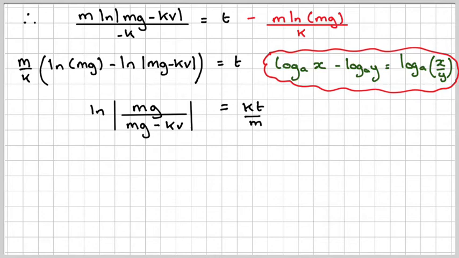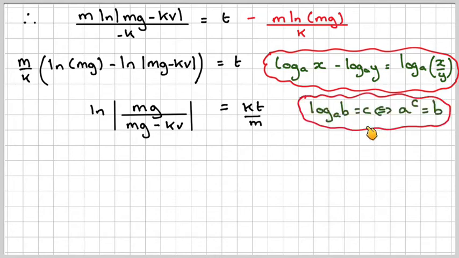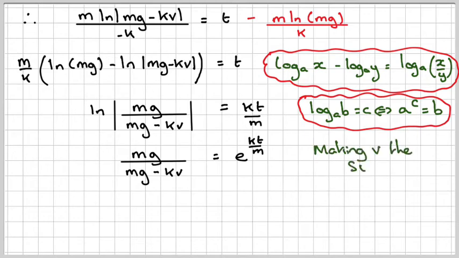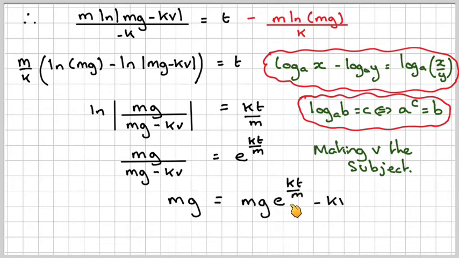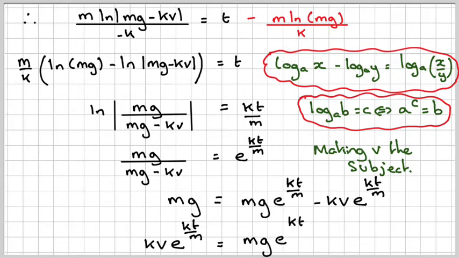Therefore, if we want to make v the subject, then log to the base a of b equals c implies that b is equal to a to the c. So we have mg over (mg - kv) equal to e to the kt over m. We need to take this up here, so we've got mg equal to mg e^(kt/m) minus kv e^(kt/m). Taking this over here, kv e^(kt/m) is equal to mg e^(kt/m) minus mg.